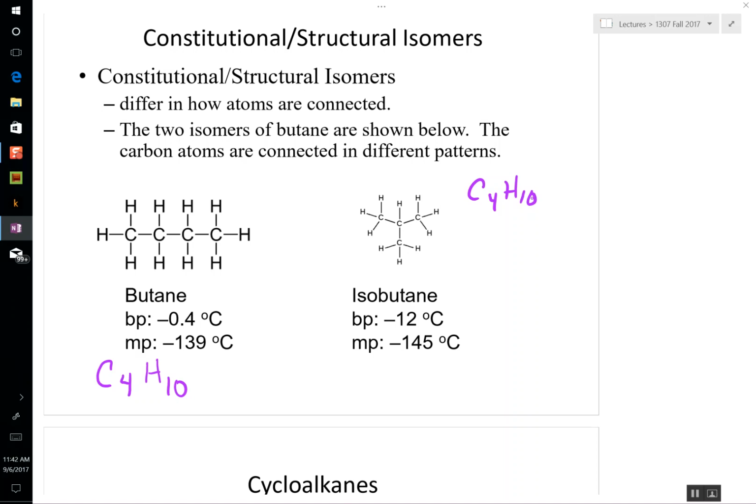All right, so that proves another point. Here's the IUPAC name of it, 2-methylpropane. Isomers don't have to have the same name. This is butane. You say that's propane. How could that be an isomer? It is. 2-methylpropane is an isomer of butane.